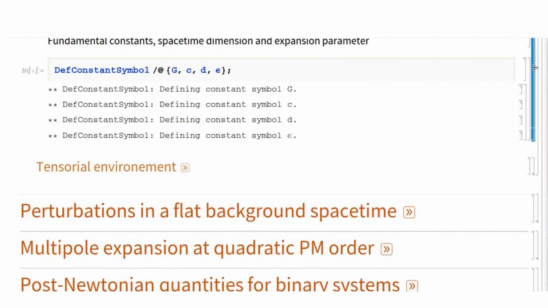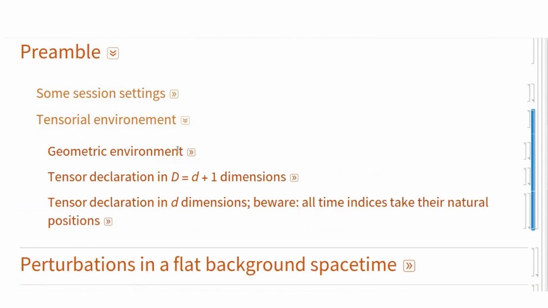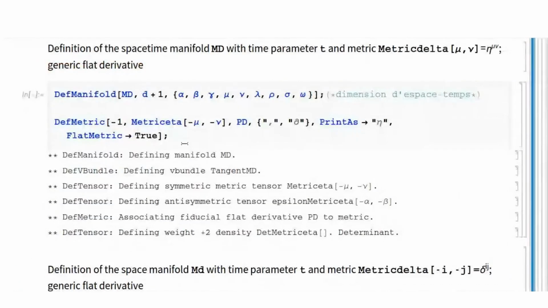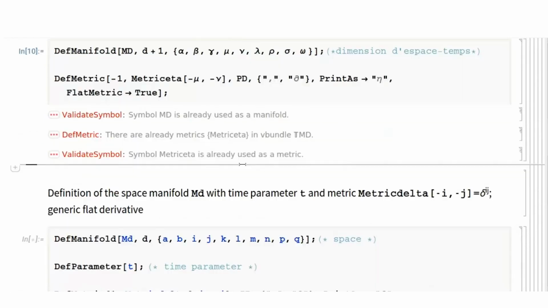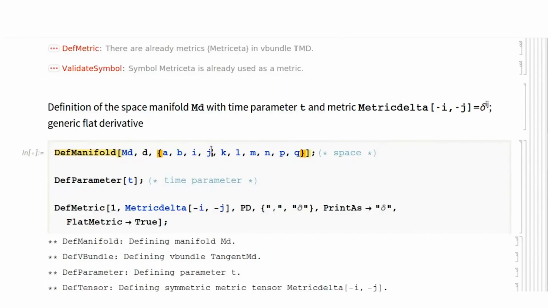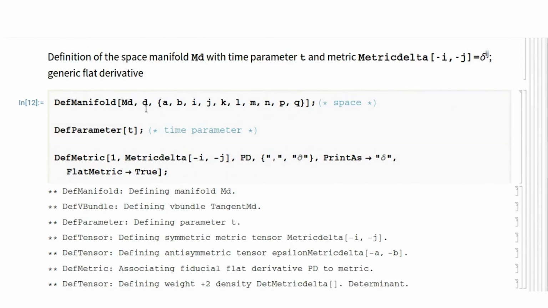So now I can describe the geometric environment. Here is the space-time manifold with Greek indices in d+1 dimensions. I have a flat metric eta associated with the derivative, which is a generic partial derivative. So I can evaluate that. It's done already.